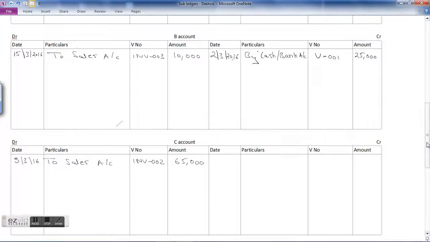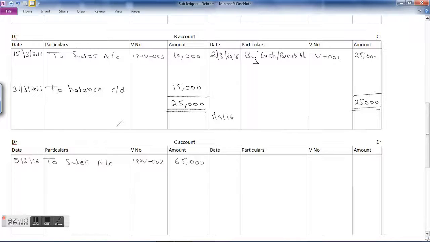Now let's go to B's account. In B's account, the credit side total is 25,000 and the debit side total is 10,000. Correct. So we have a balance of 25 minus 10, that is 15,000. So this 15,000, if you see, is to balance carried down. Now this balance as on 1/4/2016 is a credit balance.